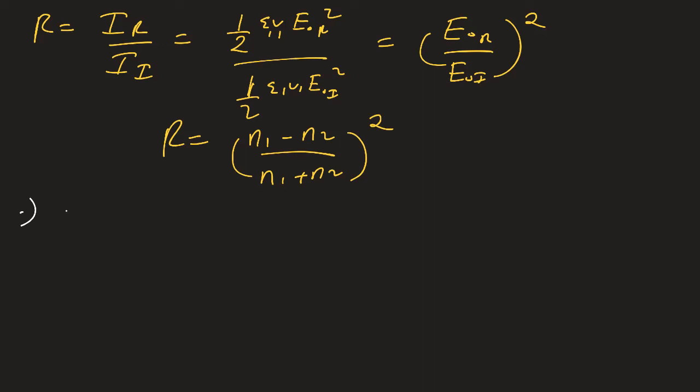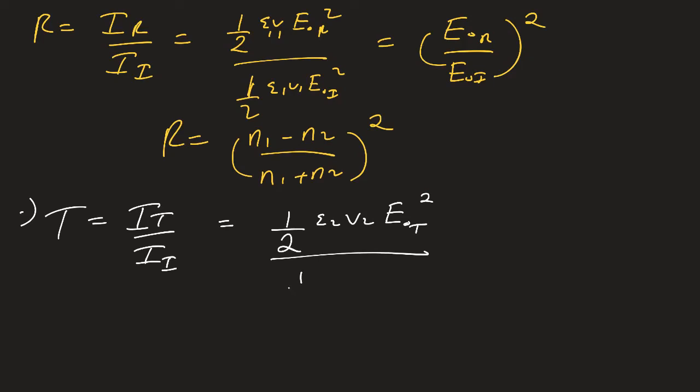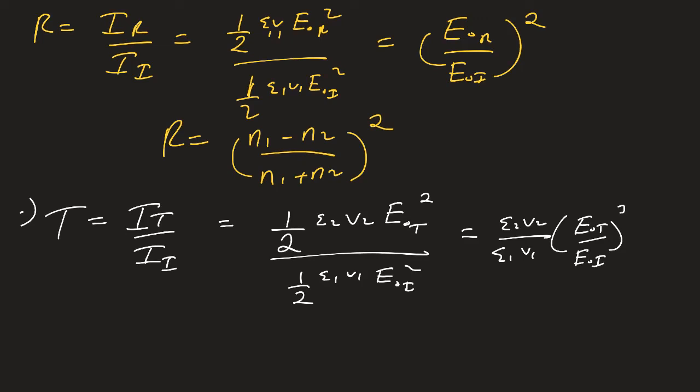Similarly, the transmissivity T becomes equal to I_T over I_incident. Now this is equal to 1/2 ε2 v2 E0T squared over 1/2 ε1 v1 E0I squared. Of course, in general, ε2 and ε1 are not the same, v2 and v1 are not the same, and so this becomes equal to ε2 v2 over ε1 v1 times (E0T over E0I) squared.